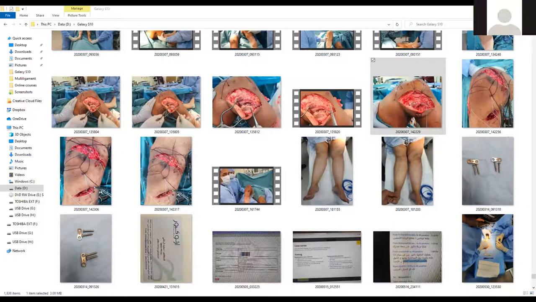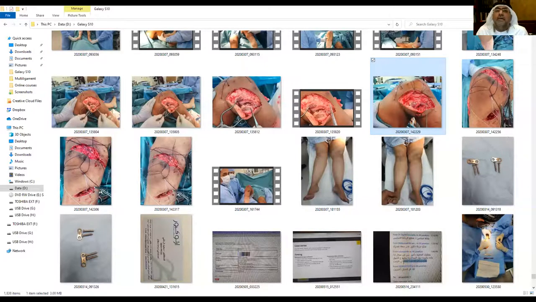At the end, we had a solid result, and you can see the ACL and PCL, they're solid. And we also reconstructed his MPFL. We take some graft from the other side. I always try to use autograft. You can see here on the left side, we take his hamstring. We were lucky, we take his hamstring from here, we take the quads tendon, and we take the hamstring from this side as well to reconstruct his ligaments. So we used about 5 grafts for his sake.